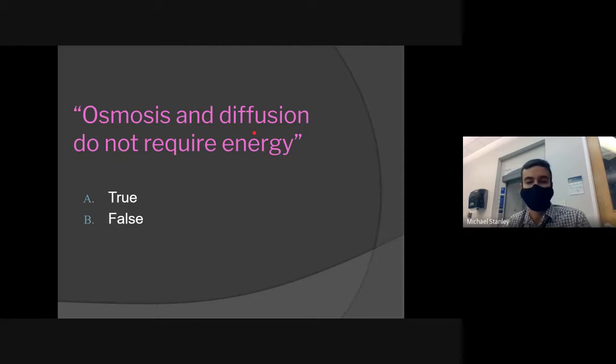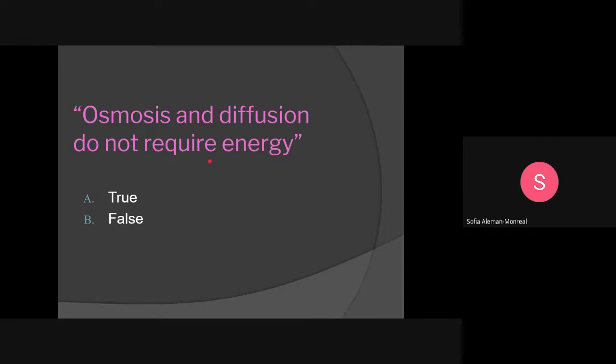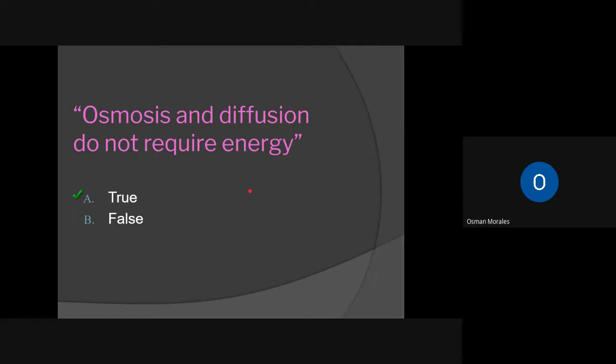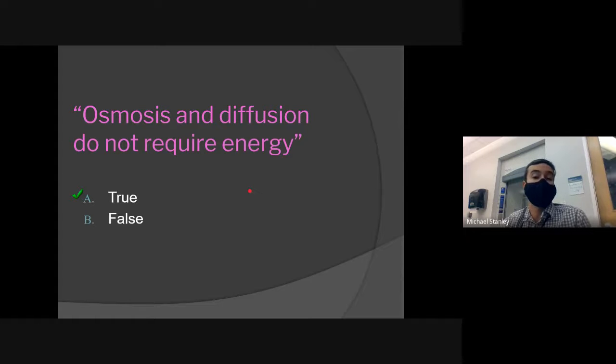True or false? True. Yes. So these are different types of passive transport. So again, they happen completely automatically and naturally. We don't need any extra energy in order for these to happen. It's all natural.